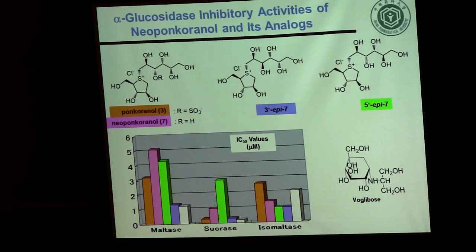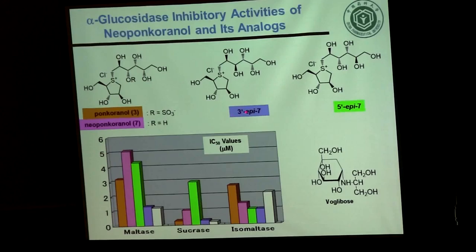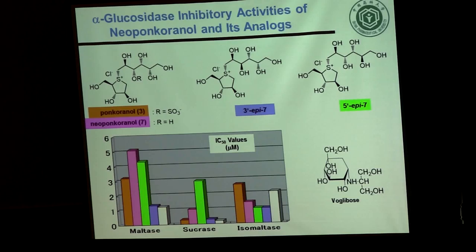As shown in this slide, all of the synthesized compounds showed potent inhibition against the three enzymes, especially the 3'-epi-neoponkoranol, which showed the most active property against the enzyme, and for isomaltase, it is sometimes stronger than voglibose.